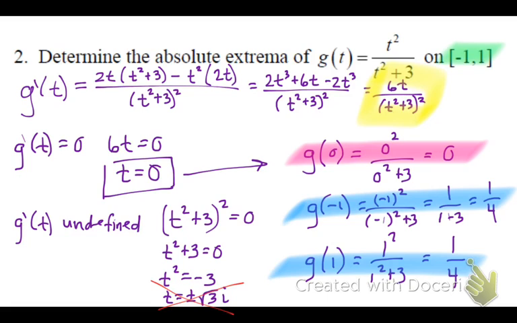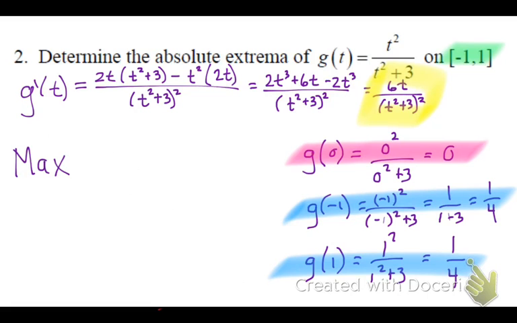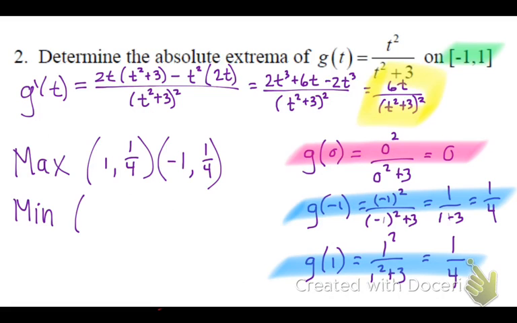So when I write it, and I guess I don't have much room to write it, so I'm going to do some erasing. Let me erase this over here. When I write it, I write max, and then I put the point, which is the maximum, and I found that the maximum was at 0, 0. I'm sorry, that's the minimum. I found that the maximum was at 1, 1/4, and there's another one at -1, 1/4. And for the minimum, I found that my minimum was at 0, 0.